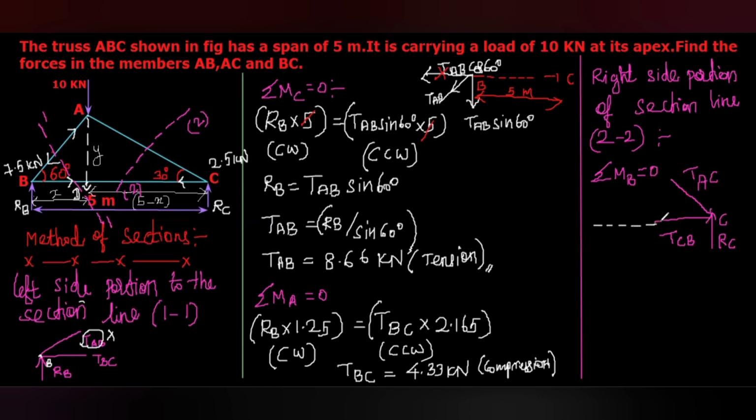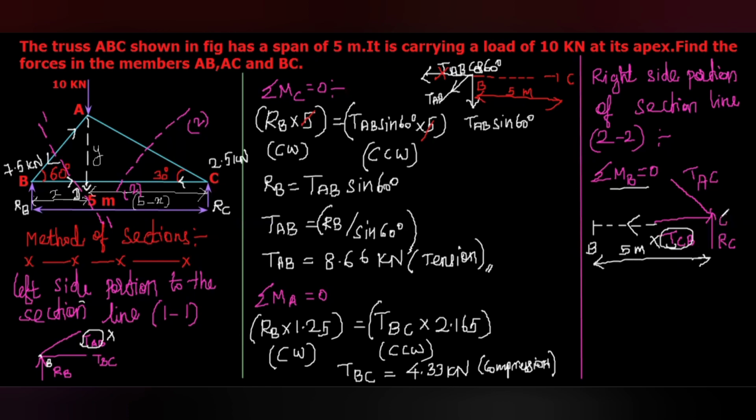Okay, I'm going to take the moment about the point B. The BC, we know that it is at a distance of 5 meter. When you take moment about B equal to 0, this TCB, the line of action of that force passes through the B, so the moment made by the TCB will be eliminated. So only the moment made by the vertical upward force RC multiplied with this 5.